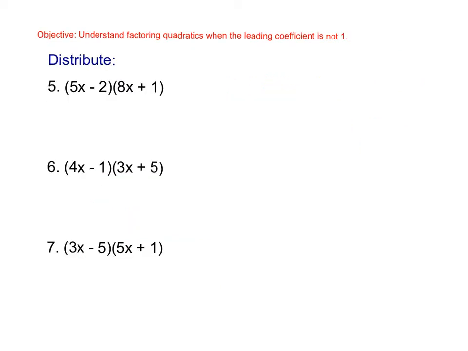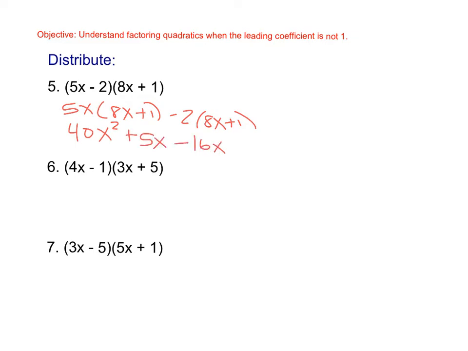All right, so we're going to practice with the distributing. So go through and distribute these. Double distribute. So I have my 5x times 8x plus 1, minus 2 times 8x plus 1. 40x squared plus 5x minus 16x minus 2 gives me 40x squared minus 11x minus 2.